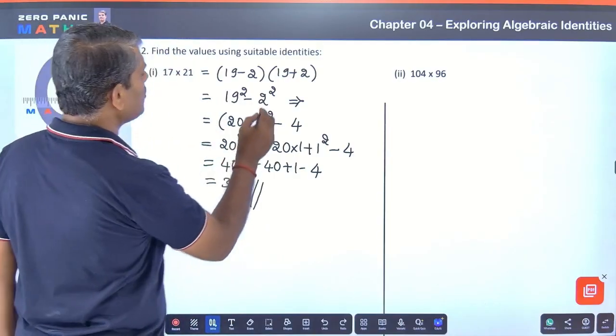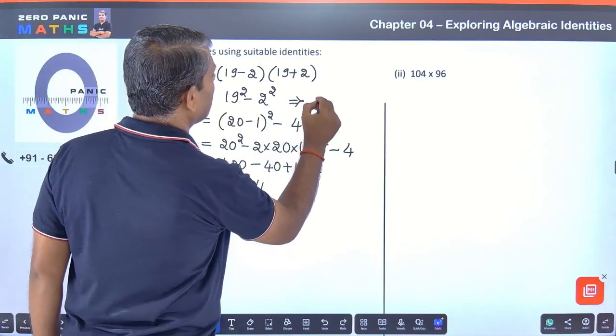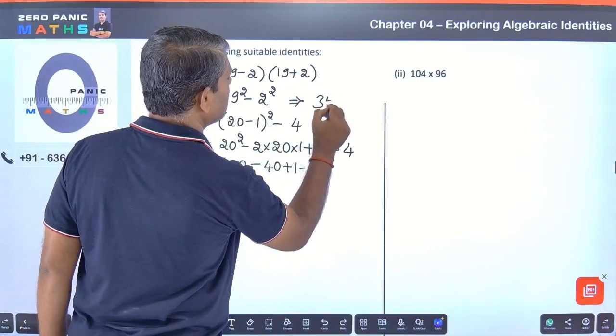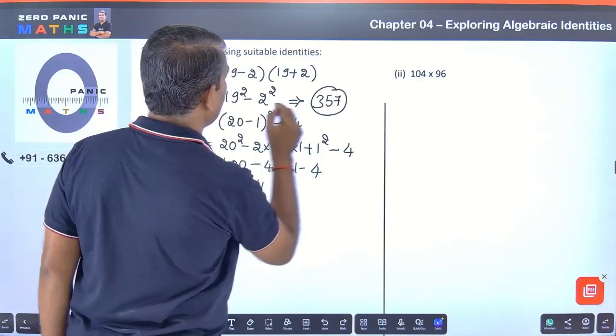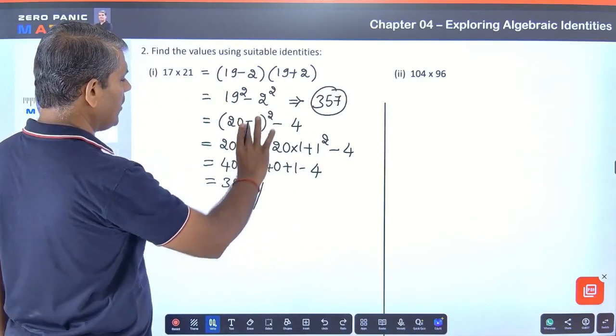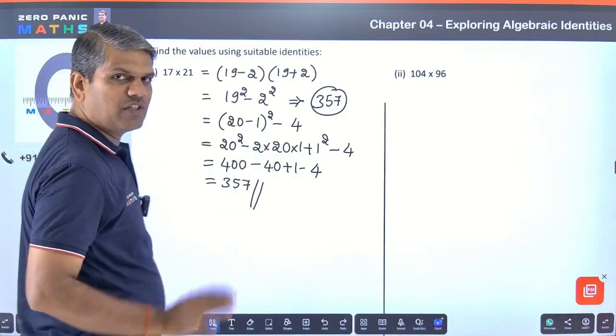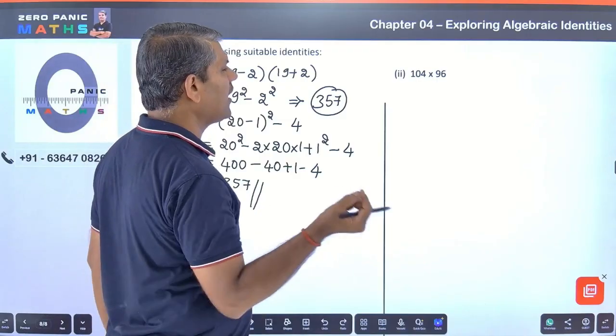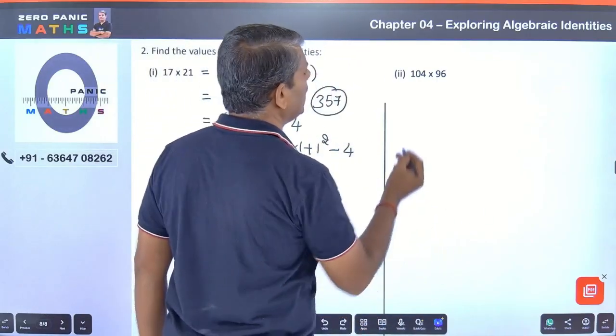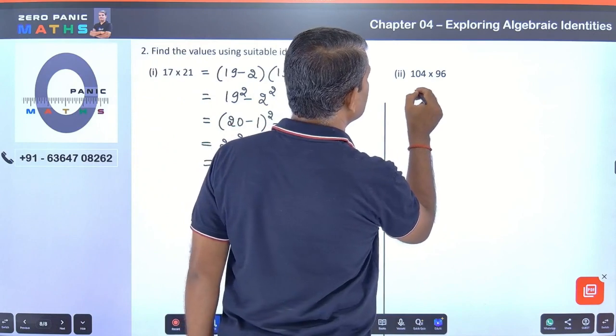As I already told, you can directly write 357 here also. That will be the answer in the two steps only. But if you want to extend 19 also like this, you will finally get 357 very easily. You have to spend a little more time on it. Now again this is also the same thing here.